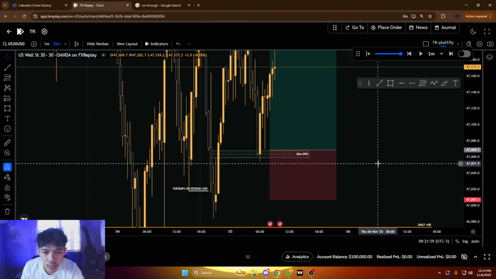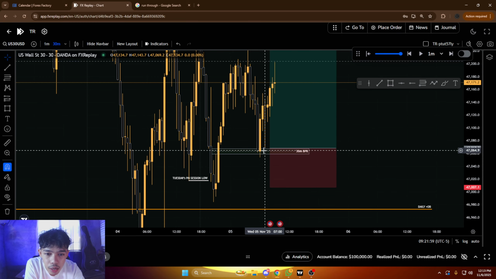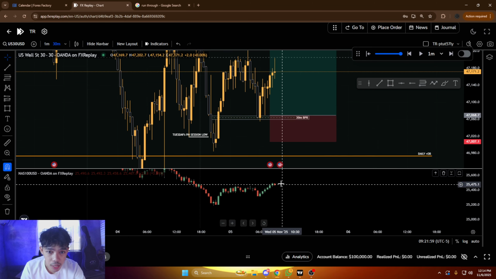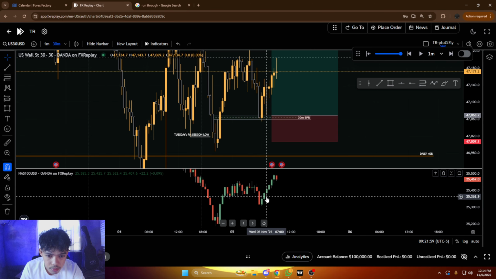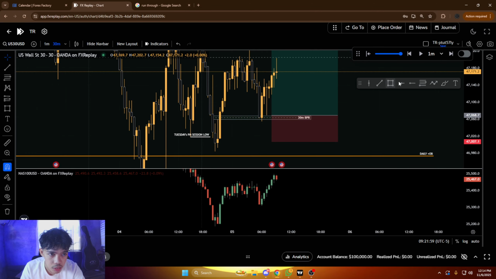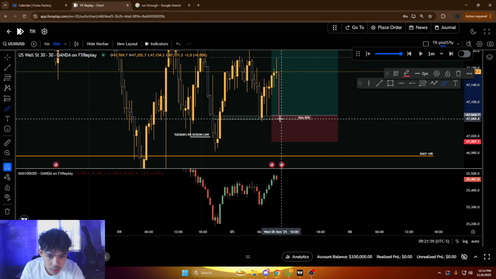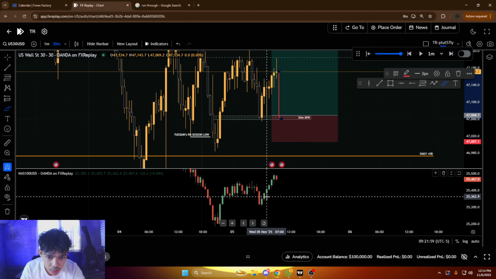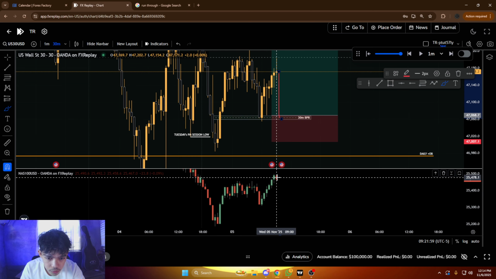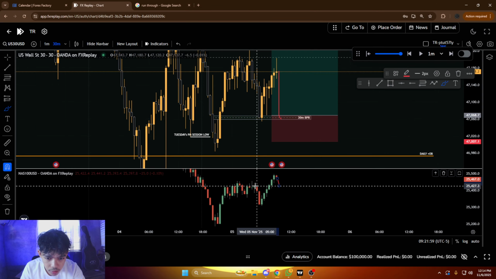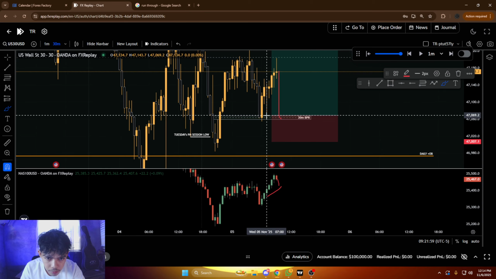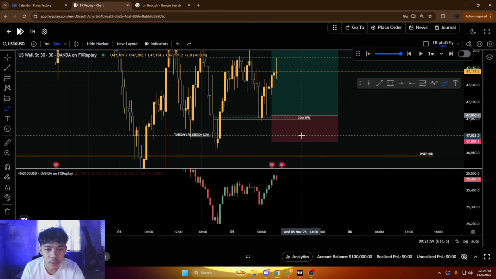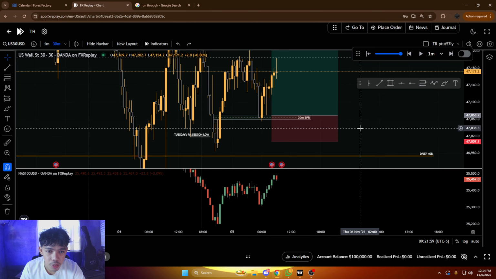So, I waited for 9:30 kasi I'm thinking, okay, possible to ma-take out tong low na to, tong New York low. If ma-take out yan, then we will form a bullish SMT with NAS or ES. So, it will look something like this. US30 taking out the New York low, and Nasdaq bouncing dito sa bullish order block, which means we will form that bullish SMT. Okay, so that was what I was anticipating.